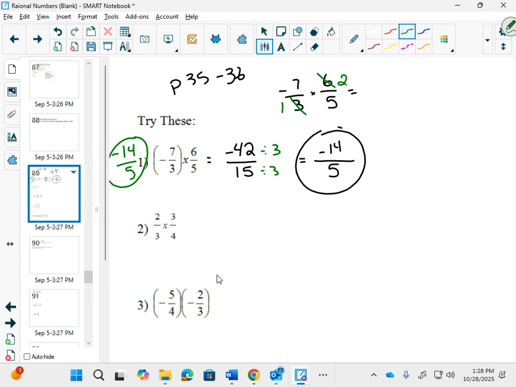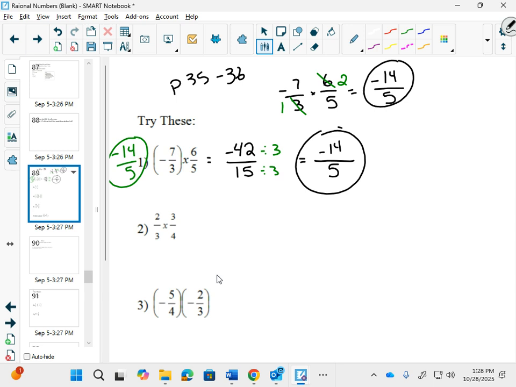If you simplify early, then -7 times 2 gives me the -14, 1 times 5. I like simplifying early because that seems like a lot easier math than having to do the 42 divided by 3. But either way, you'd have your calculator, you can check that. Both are right. So we're going to do one more.